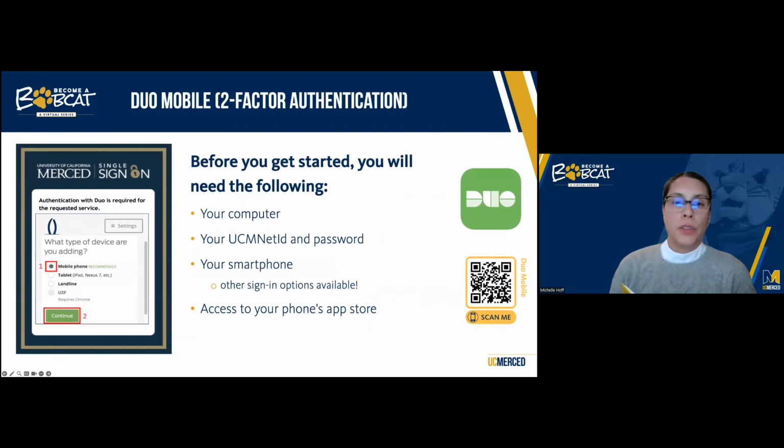UC Merced uses a two-factor authentication system by Duo Mobile. So with your single sign-on, you're going to use Duo Mobile, and you'll need to have your computer, your UC Merced Net ID and password, and your smartphone, and then access to your phone's app store. And you can actually access Duo Mobile with the QR code that we have here on the screen as well. And so this will allow you to complete the two-factor authentication process to access your accounts. All right, next slide, please.